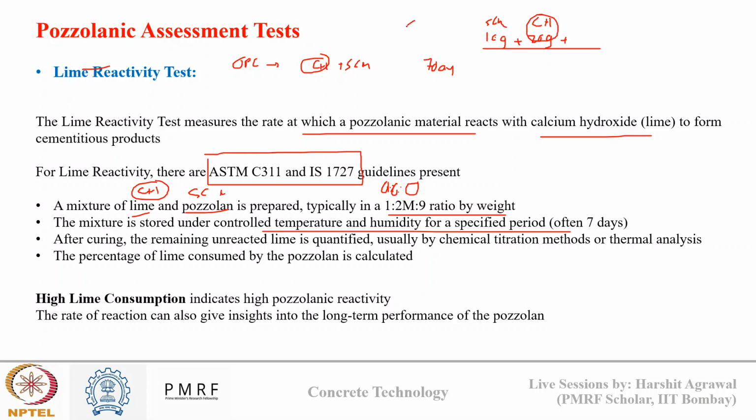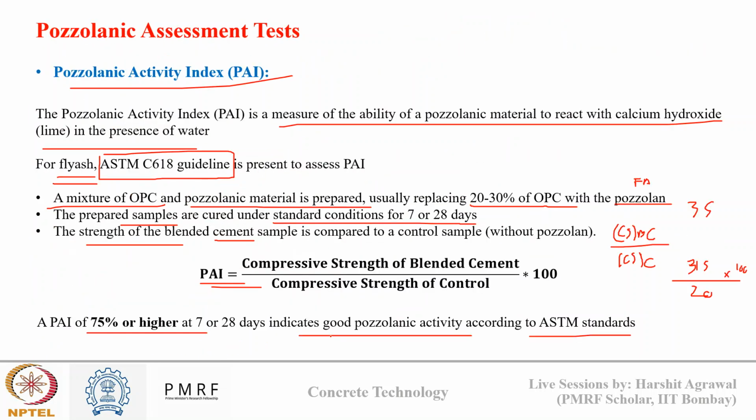SCM will react with CH to form CSH. Okay, but there will still be some CH left which is unreacted. So I will try to quantify the unreacted CH either using titration method or thermal analysis, and from that I will calculate the percentage of lime consumed by the pozzolan. So higher lime consumption indicates strong pozzolanic activity, and from this we can get an insight into the long-term performance of a pozzolan. Okay, so these were two tests for assessing the pozzolanic activity.